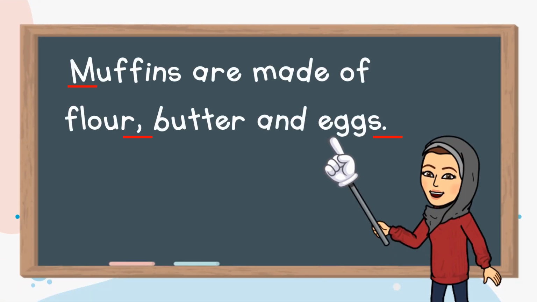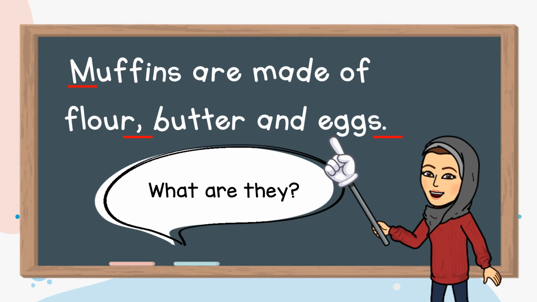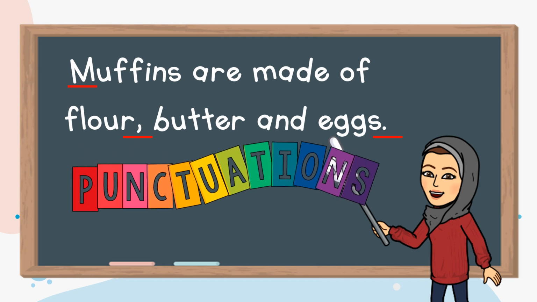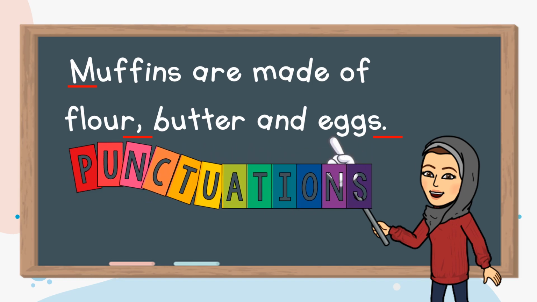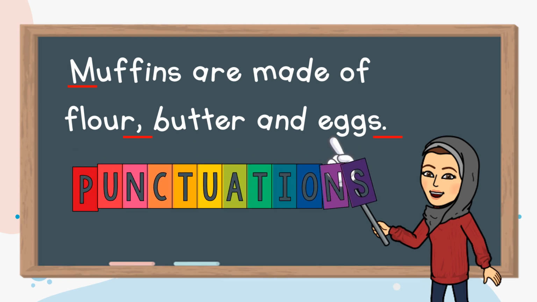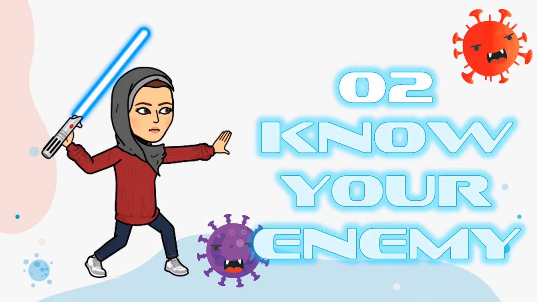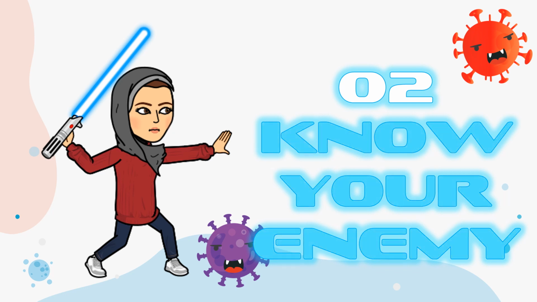Okay, class. Now, look at the ones that I underlined with the red line, okay? Now, I want you to tell me, what are they called? So, have you figured it out? We call them punctuations. Say with me, punctuations. Well done. Now, next, we are going to learn what the punctuation names are and how we use them. Okay? Now let's go.